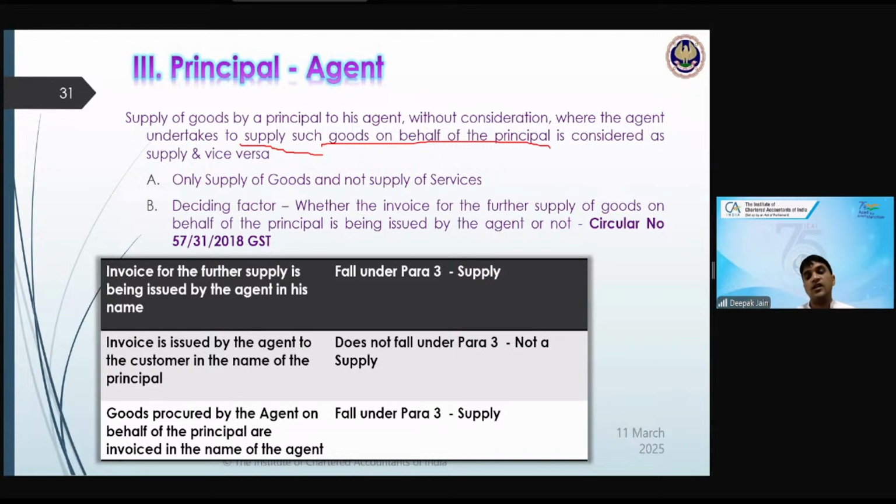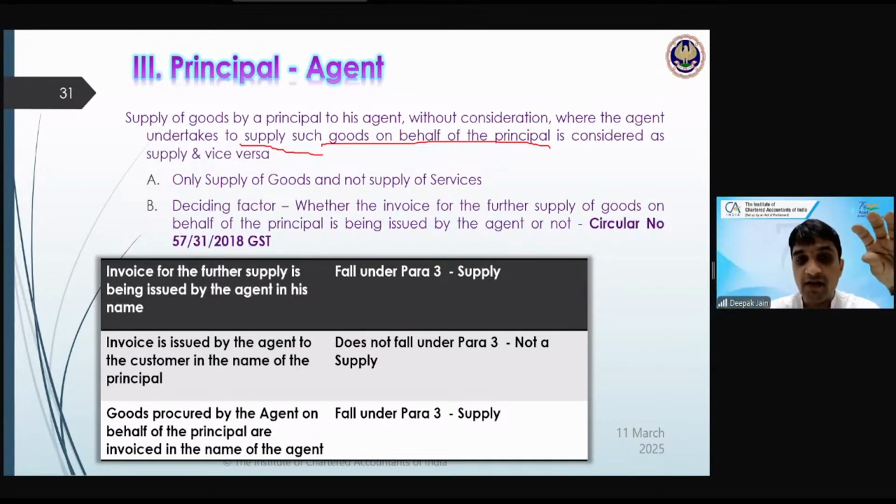When the principal supplies to the agent and the agent sells it, the agent can say that I am supplying this on behalf of the principal, and he can give the invoice in the name of the principal itself, correct? Or he can sell in his own capacity, in his own invoice. So in that scenario, what will happen? It will fall under para 3. That is, it will be treated as a supply between principal and agent liable to GST. Why? Because your agent is issuing the invoice in his own name, which means they are acting on a principal to principal basis. Both are acting independently.